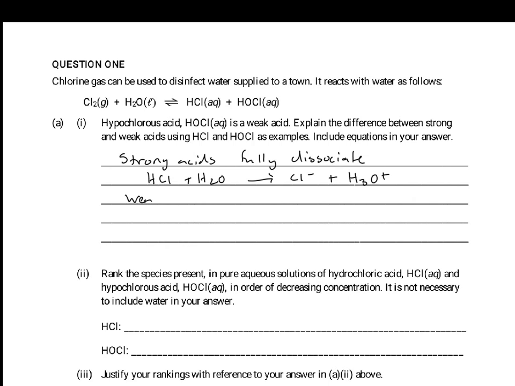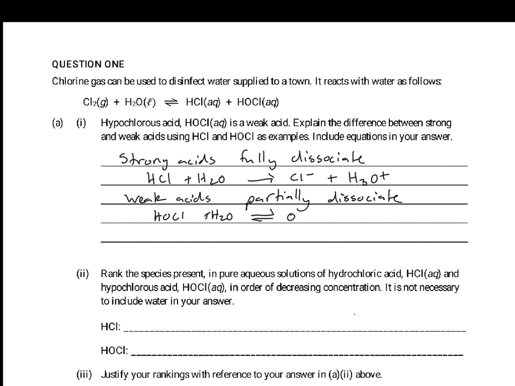Weak acids, on the other hand, only partially dissociate. So what that means is when you stick a whole lot of weak acids into water, only some of them will break apart. So using HOCl as an example, when you stick that in water, equilibrium arrows show that it only partially dissociates. Some of them will break apart into the hypochlorite ion and the hydronium ion, but the majority of them will just stay as HOCl.